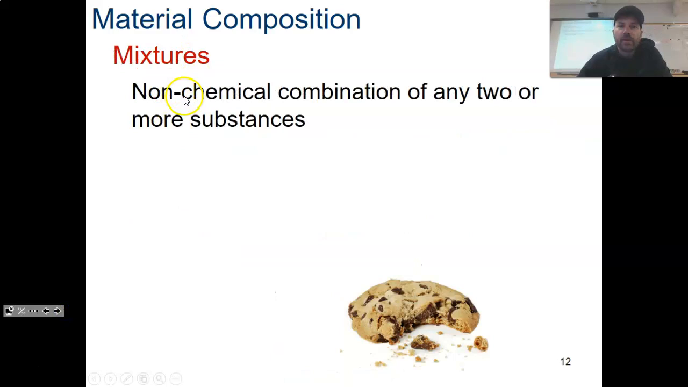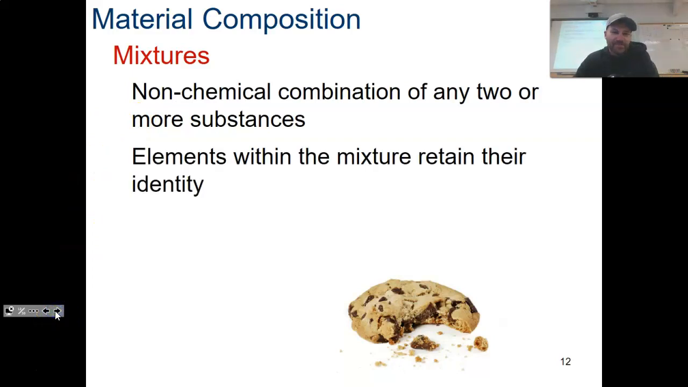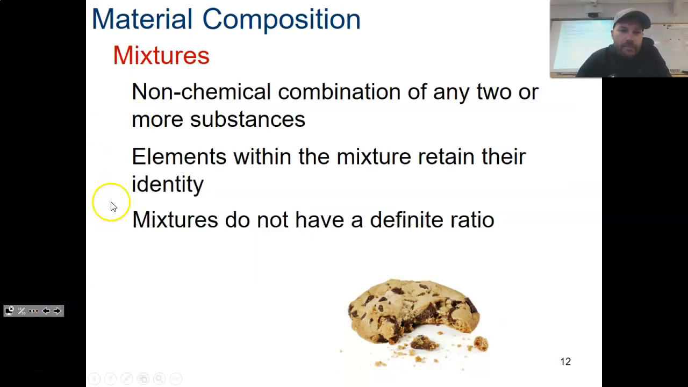A mixture is a non-chemical combination of any 2 or more substances. Concrete is a really good example of a mixture. You have rocks of different sizes with cement in between to hold those together. And then you even put metal in there for reinforcement, for tensile purposes.